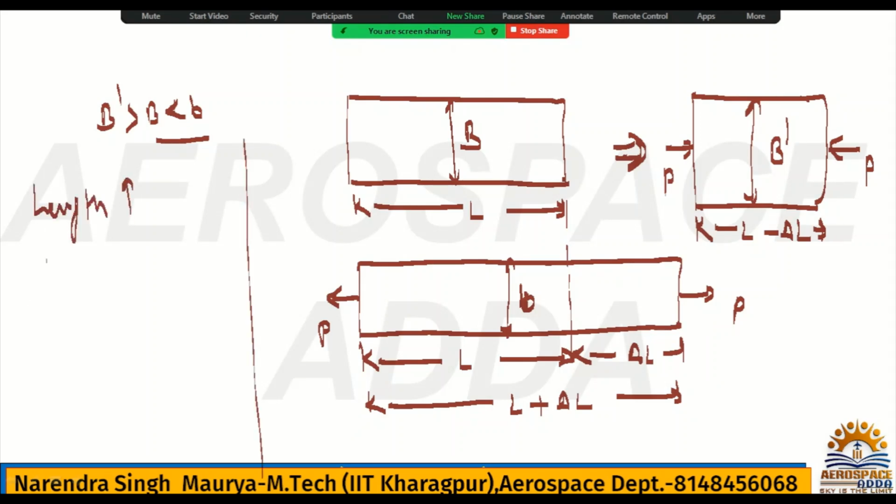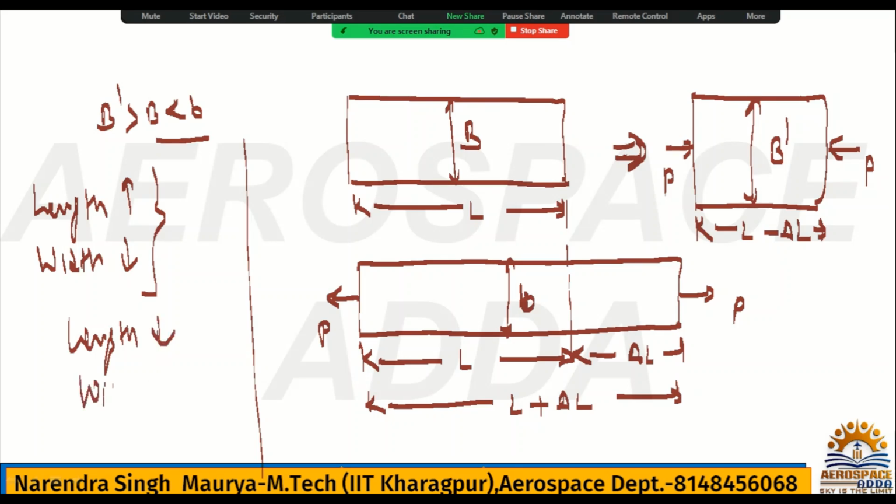Length increases, width decreases, or length decreases, width increases. This point you understood, right? Based on this analysis only, we have a lateral strain.